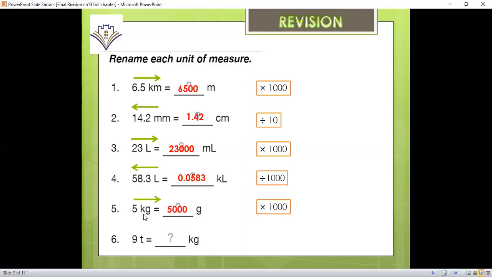Number 6: 9 tons is equal to dots kilograms. We need here to convert or rename larger unit as smaller unit. Then multiply it by 1000. Why? Because 1 ton is equal to 1000 kilograms. Then 9 multiplied by 1000 equals 9,000.